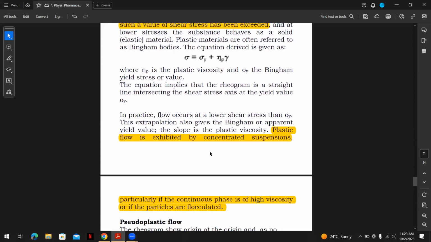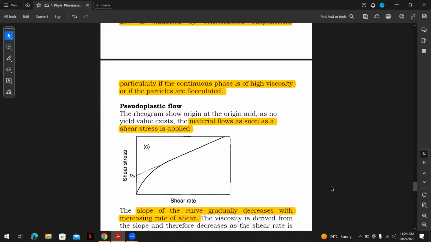And we said plastic flow is exhibited by concentrated suspensions, particularly if the continuous phase in these concentrated suspensions is highly viscous or the particles are flocculated. And we said floccules are loose aggregates, such that if you shake, they can easily leave each other and go into the fluid.